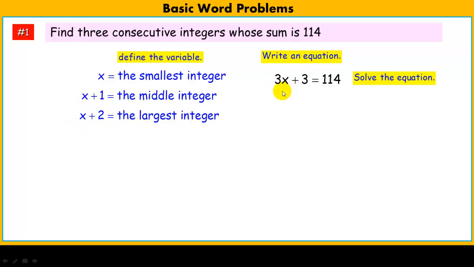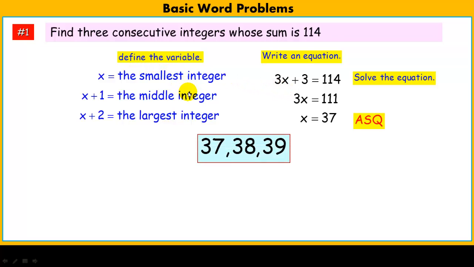Now we solve the equation. Subtract 3 from both sides, divide by 3. And then we answer the question. The question asks for all 3 of them. 37, 38, 39. Raise your hand if you got that one correct.